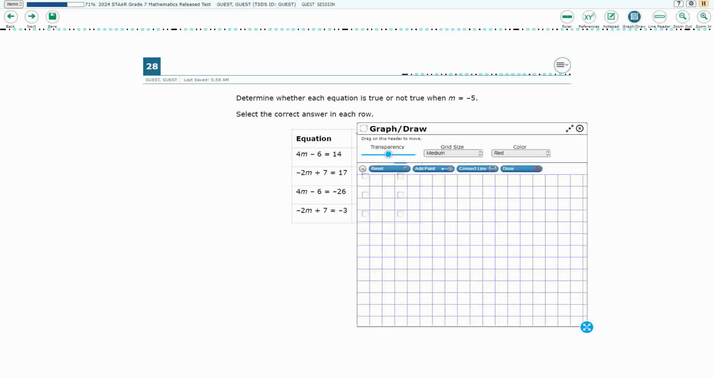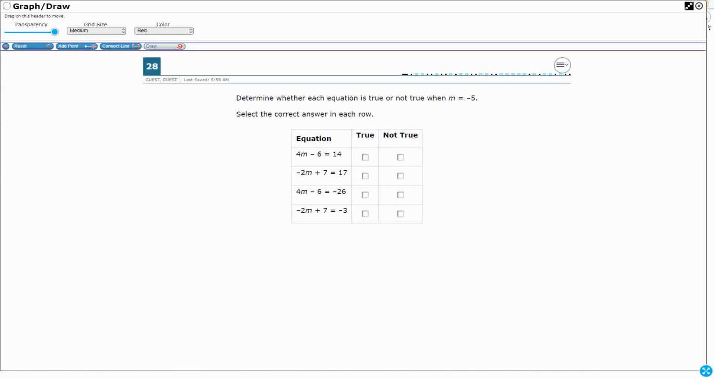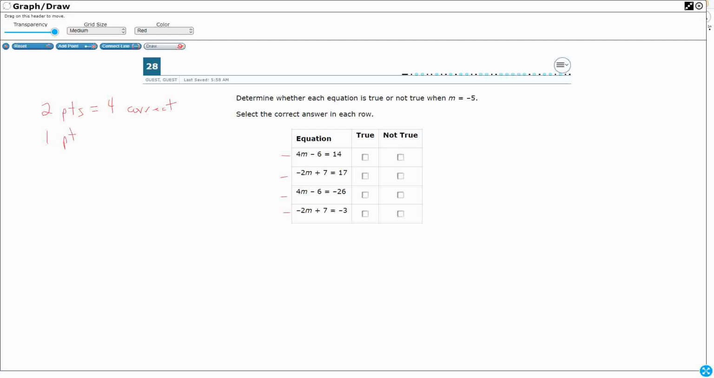So this is a 2-point problem, and let me just show you how we're going to get our 2 points. There's 4 possible answers, right? 1, 2, 3, 4 rows. So you get all 4 correct for full credit. If you get half credit, or 1 point, that means you got either 2 or 3 correct. And if you get 0 points on this problem, that means you got 0 or 1 correct. So even getting 1 correct is not going to work. We need to get at least half of these correct to get at least 1 point. Let's obviously try to get both points.